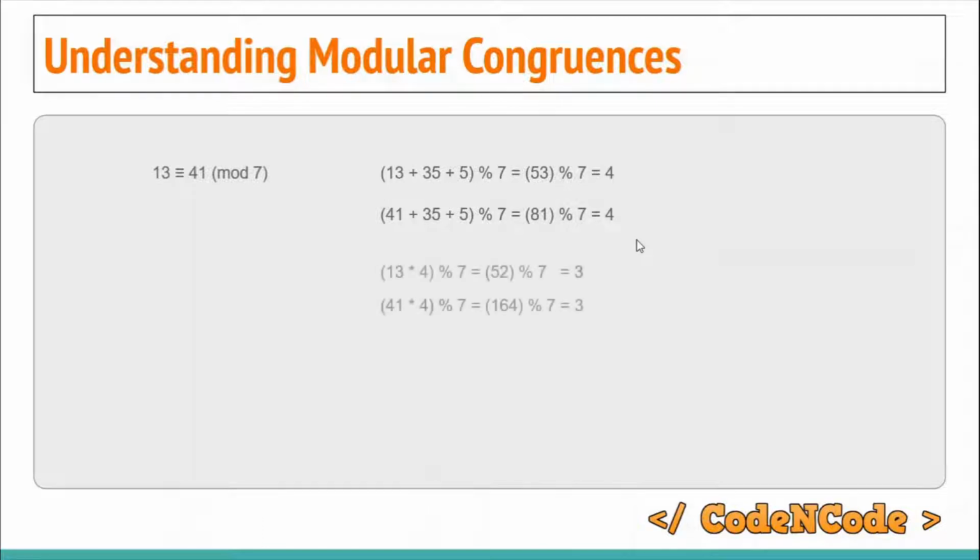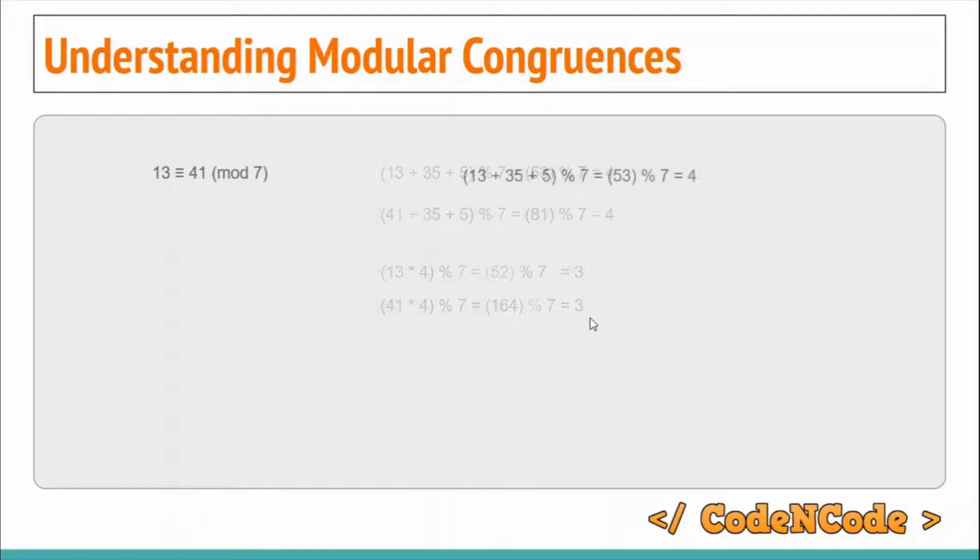Let's see for multiplication as well. We have to calculate 13 times 4 modulo 7. 13 times 4 would be 52, and 52 modulo 7 comes out to be 3. After replacing 13 with 41, which was congruent to 13, we get the same result again. Even though the intermediate result may change, the final result is still the same.